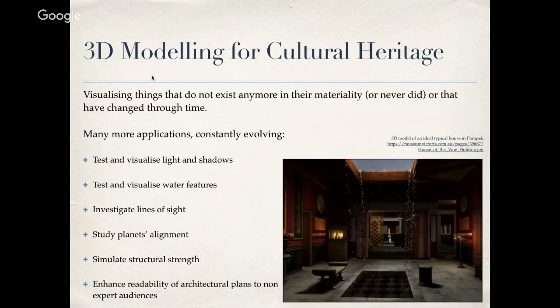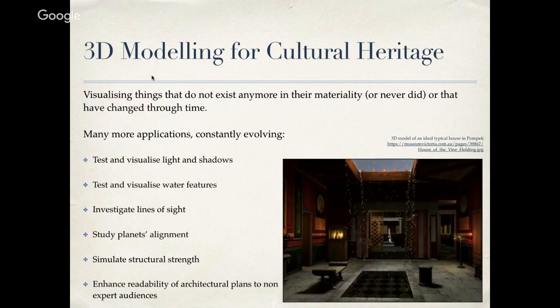But now that you have a little bit of an idea of how wide a range of 3D technologies there are available, the other question that we may ask is, okay, what can we do with that? How can we use 3D models for cultural heritage? Well, the most popular, understandably, application of 3D modeling is trying to visualize things from the past that do not exist anymore in their materiality, or maybe never did, or maybe they have changed through times, they have been heavily damaged or restored and so on.